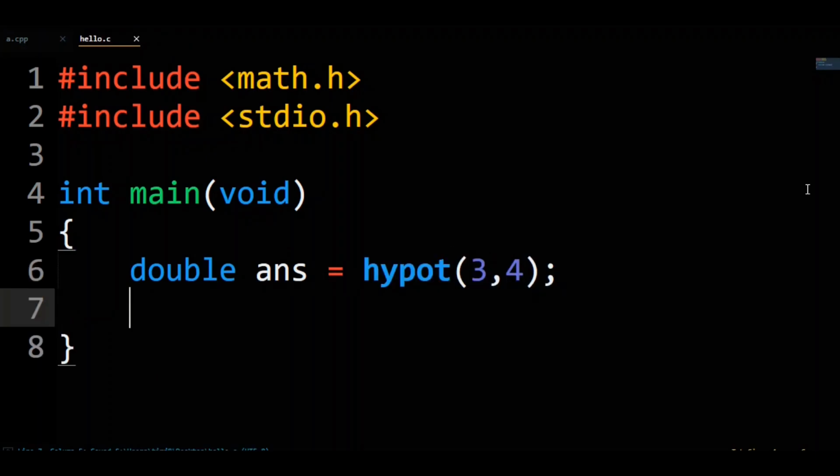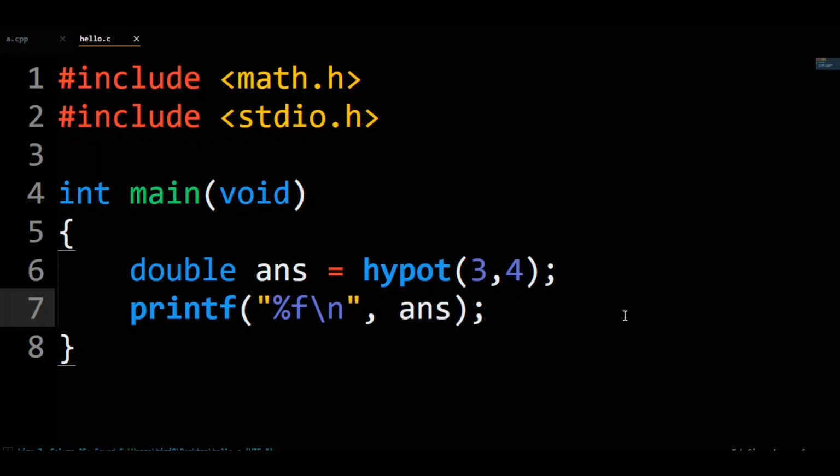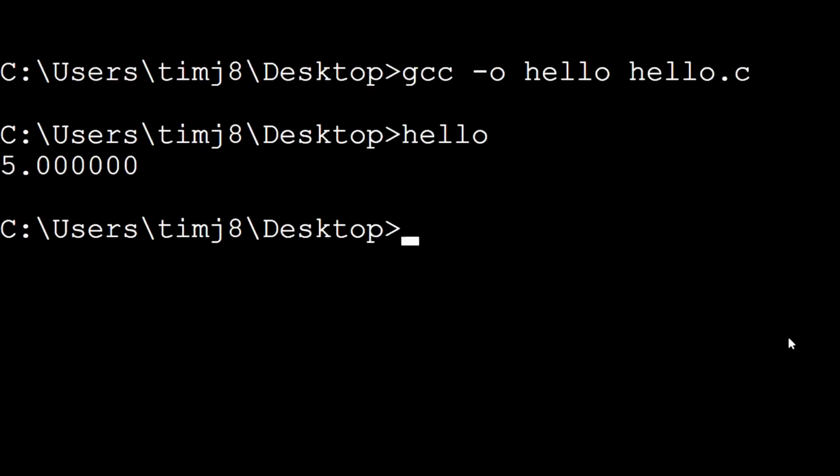Next, we'll print our answer. printf, double quotes, %f for doubles, \n, then printf ans. If we run this code, we'll see 5. If you remember back from grade school, this is a 3, 4, 5 right triangle. If the two legs are 3 and 4, then the hypotenuse is 5.